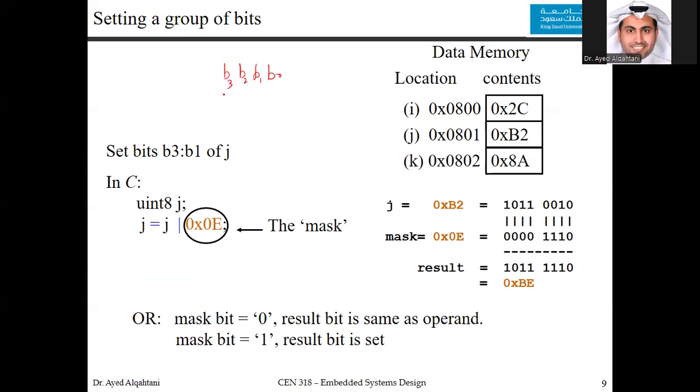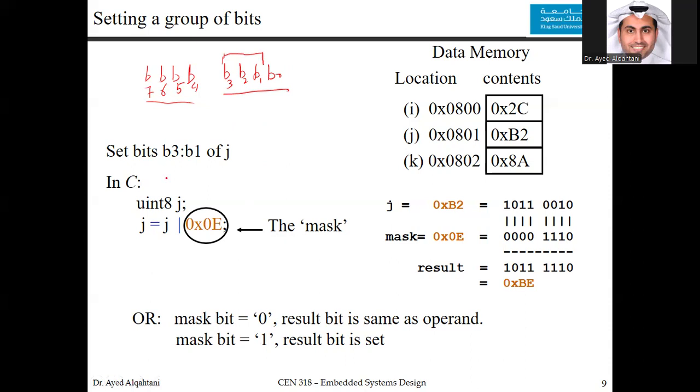That's the first hexadecimal digit. And then you have 4, 5, 6, and 7. That's the second hexadecimal digit. Now you want to set bits B1 to B3, which are these 3 bits. You want to set them, and the others, you don't want them to change.